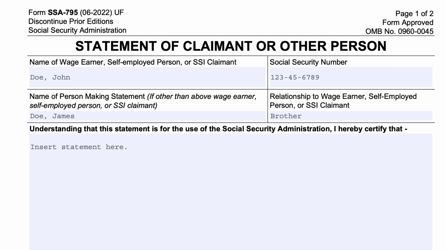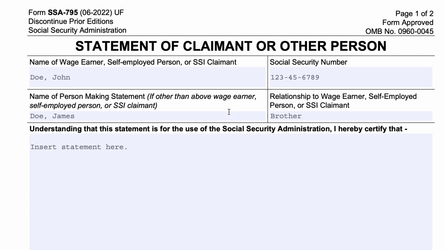So this is a two-page form. On the front, you can see that we completed this. In this situation, James Doe is actually making a statement about his brother John Doe, who is the SSA claimant in this situation. So we put John Doe's Social Security number here, and then we put that James Doe is John's brother. Now, if you are making a statement to support your own information, you don't need to complete these two lines.